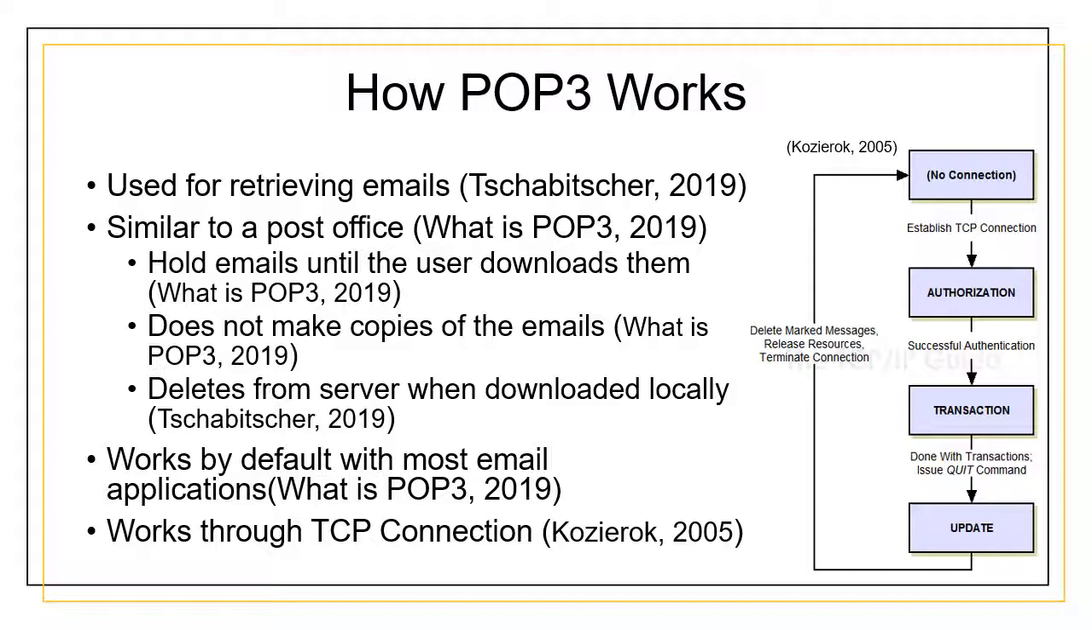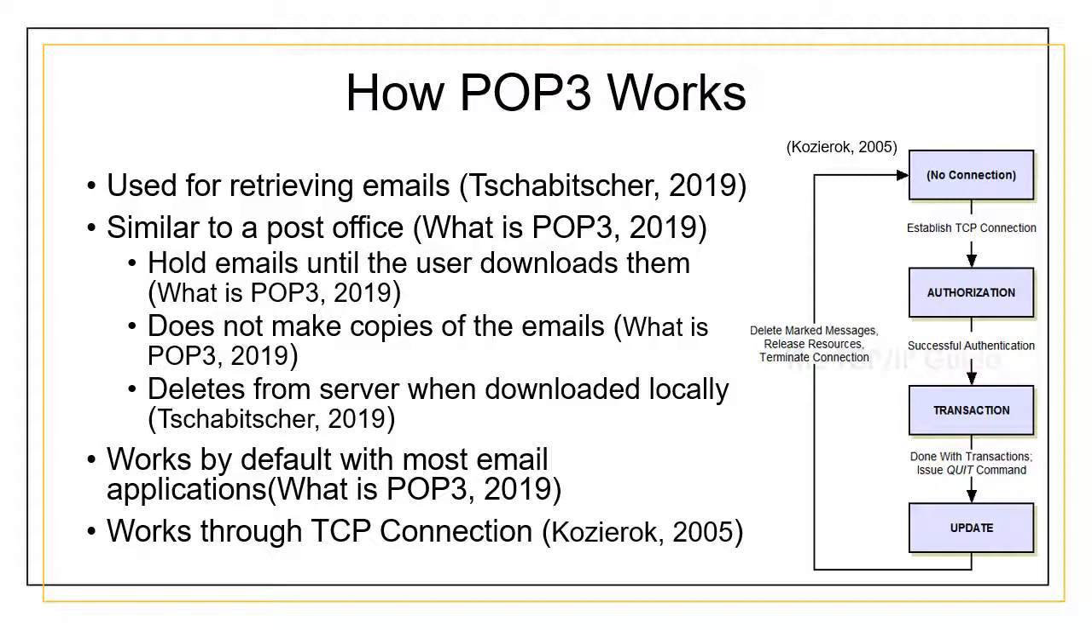POP3 works through a TCP connection in 3 different states. The diagram on the right shows how it works. First, it goes through the authorization state. In this state, the server greets the client to indicate that it is ready for commands. The client will provide its credentials to the server to allow access to the mailbox.